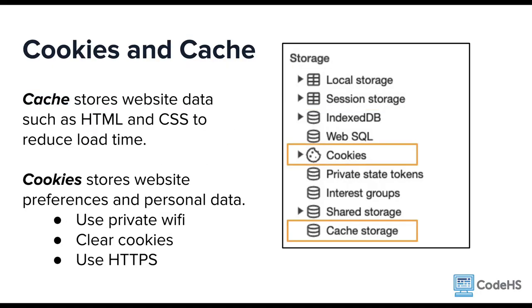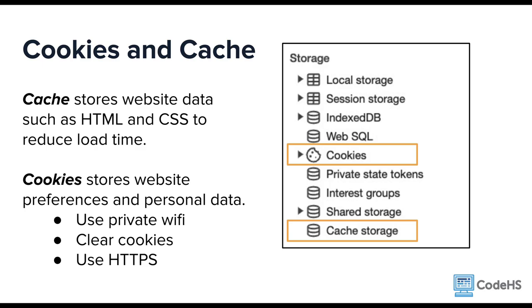Browsers also store data that is used to speed up your website loading time. Cache stores website data such as the HTML and CSS to reduce load time the next time you access that website. Cookies are used to store more personalized information, such as your browsing preferences. Cookies can also store login information and personal data that you might enter through a website form.